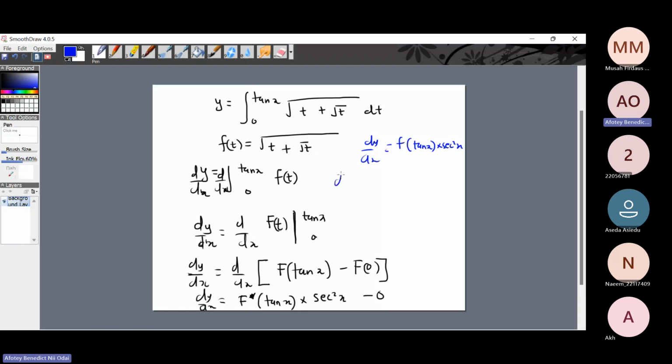Now our t's are tan x. So we get the square root of tan x, plus the root of tan x, times sec squared x. This becomes our final answer.